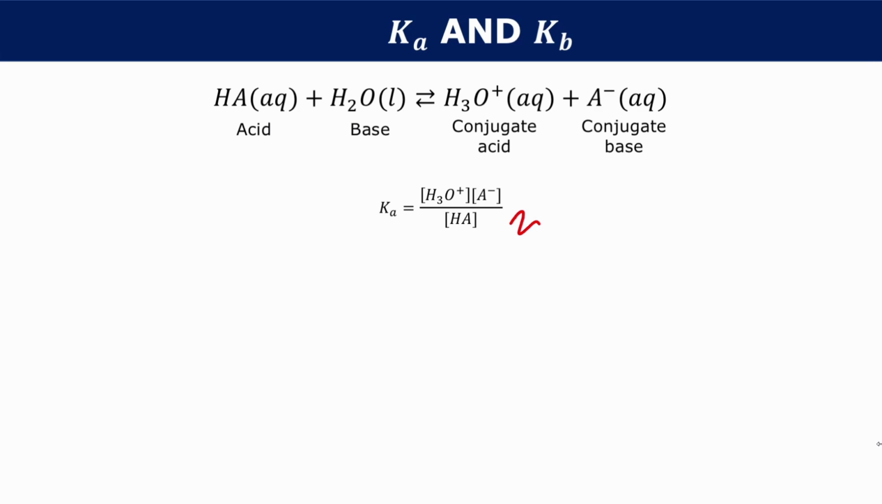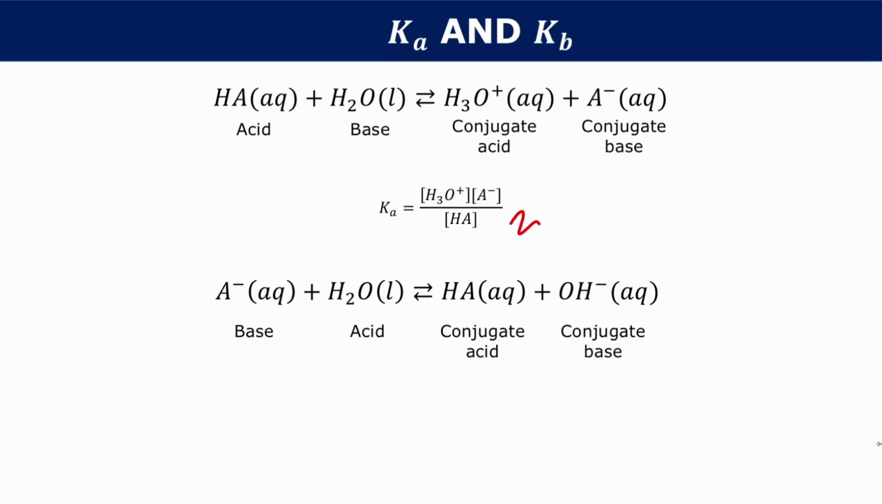And similarly, if you look at the general form of a base, it's going to look like this, where A-, the base, reacts with H2O, the acid, to produce HA, the conjugate acid, and then OH-, the conjugate base. And the Kb value looks something like this.